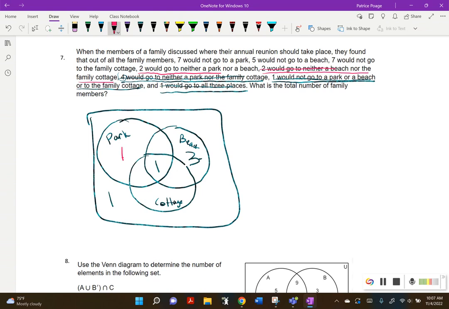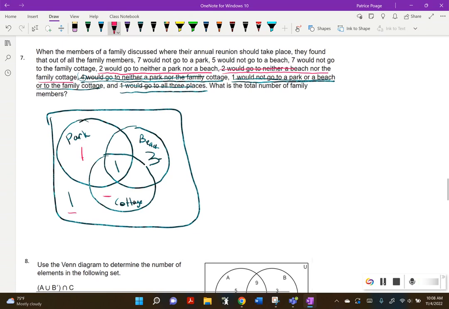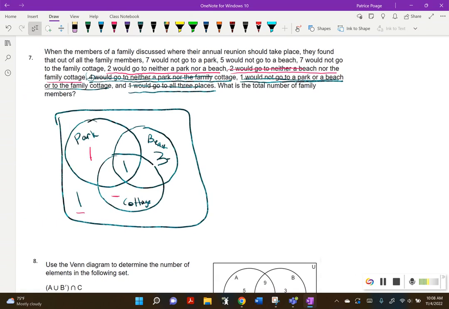2 would go to neither the park nor the beach. So completely cover up the park circle and the beach circle. And that leaves 1 and whoever cottage only. And that's going to add up to 2. So this is going to be 1.